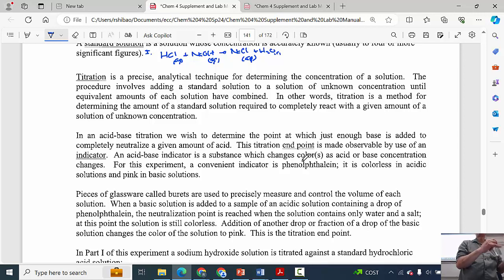Pink. And so what we're going to do is just keep adding base until we've added too much base, and when we get too much base, the color changes, and then we have to stop there. Does that make sense?